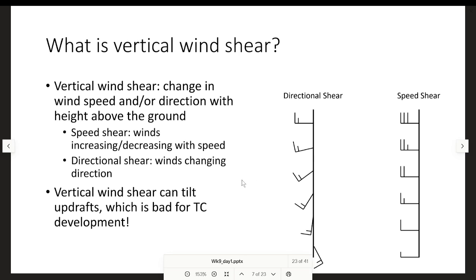So let's talk about directional shear. This is winds changing direction with height, and this directional shear is good for storm formation as well. Again, talking about extratropical cyclones, not tropical cyclones, really fast. So if you had a profile that looks like this, at the surface the winds are coming from the southeast, so it is a southeasterly wind.